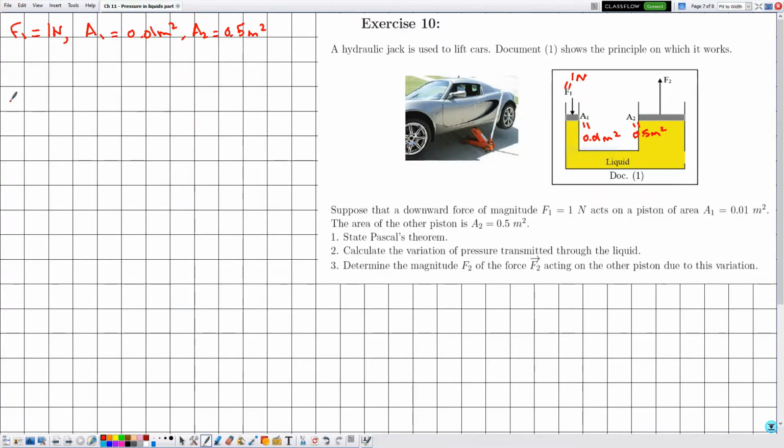Now, number 1, state Pascal's theorem. So Pascal's theorem is given by: liquids transmit wholly and in all directions the variations of pressure to which they are submitted.